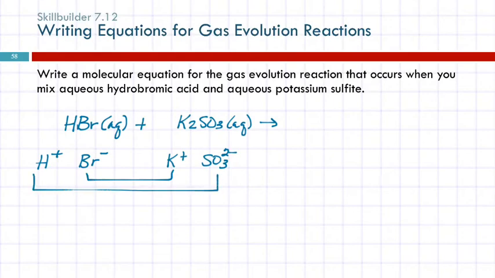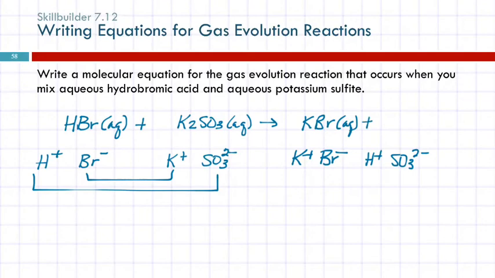KBr and HSO3. So K plus and Br minus, H plus and SO3 2 minus. So I put those two together, KBr. I check the solubility rules. That one's soluble. Potassium compounds are always soluble. And then when I put H plus and SO3 together, I get H2SO3.